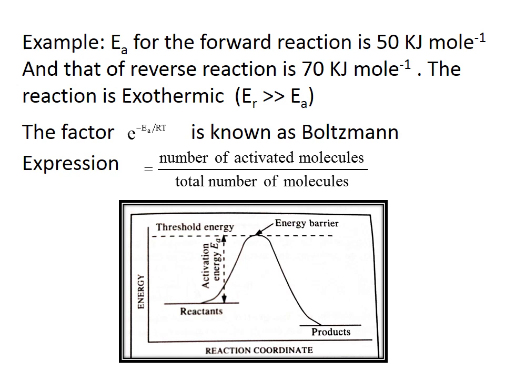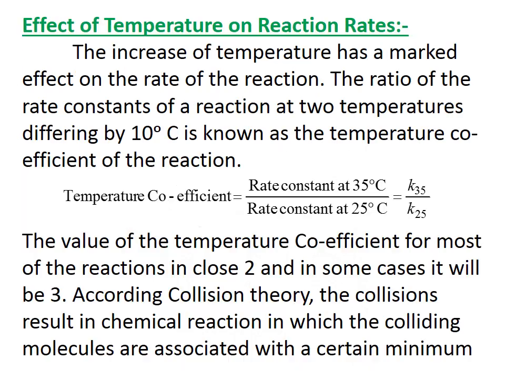And this is a simple graph for explaining the Arrhenius theory. The reactant first forms the activated complex, and that activated complex gives the product. There is an energy barrier between the reactant and the activated complex, and the minimum energy required for the reactant to form the activated complex is known as activation energy. Therefore, if a molecule gets the activation energy, only then is it converted into product. This is the explanation for this graph.